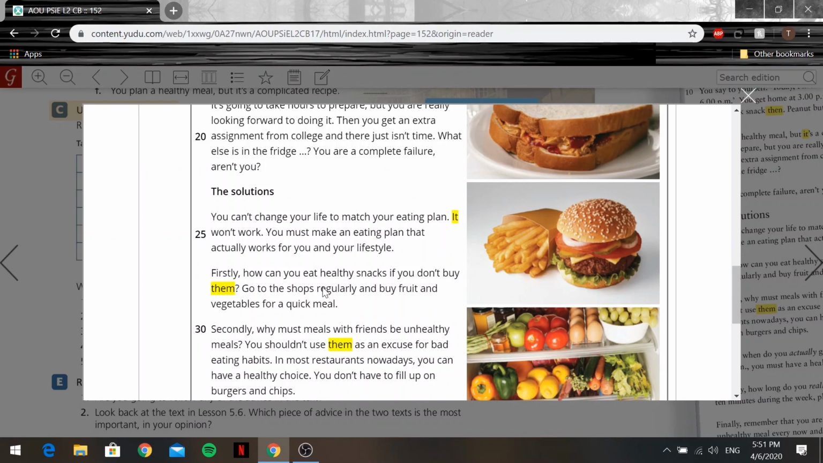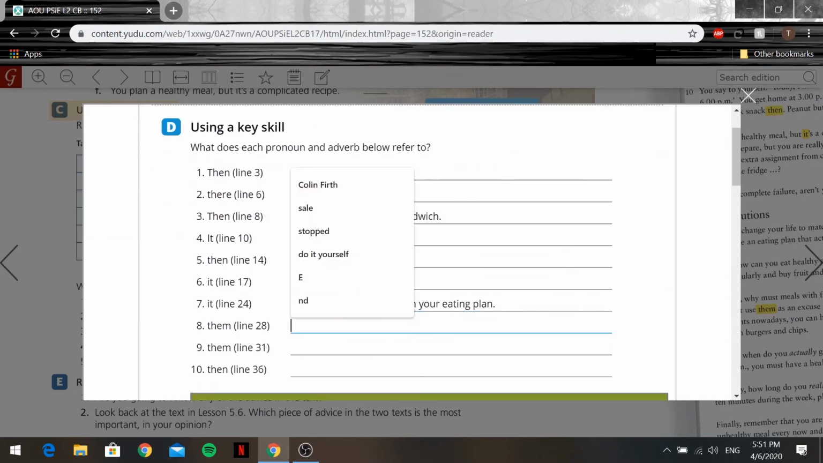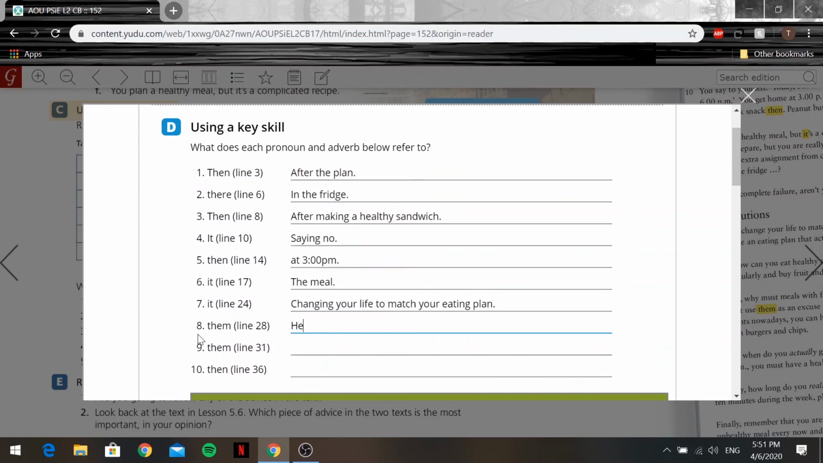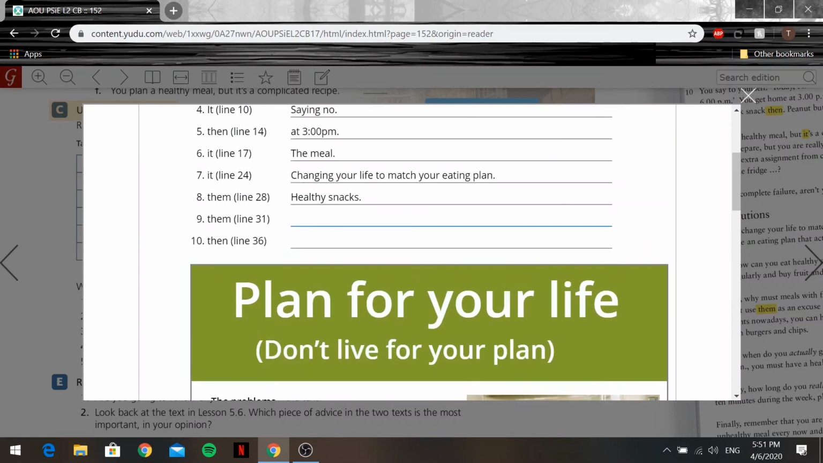Them, line 28. Firstly, how can you eat healthy snacks if you don't buy them? Them, here we're talking about healthy snacks. Okay? So, them, we'll say healthy snacks. 9, them, line 31. Secondly, why must meals with friends be unhealthy meals? You shouldn't use them. Okay, them here, again, we're talking about meals, but with friends. So we'll say meals with friends.